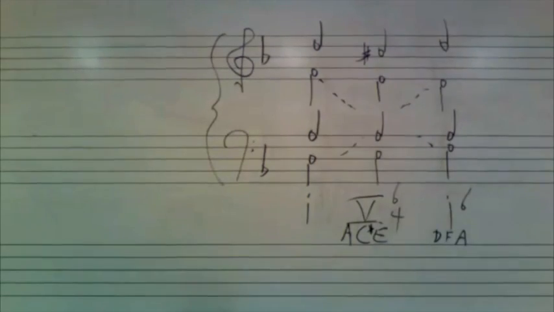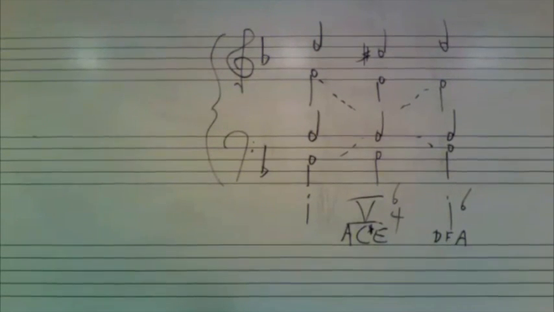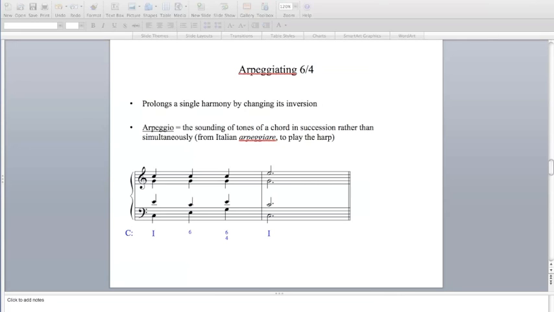This progression sounds like this. The 6-4 chord harmonizing that passing tone in the bass between the two D minor 1 chords. So what's known as an arpeggiating 6-4, prolonging a single harmony just by changing the inversion.